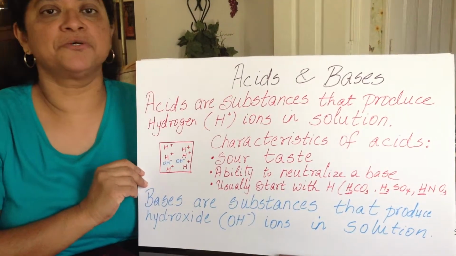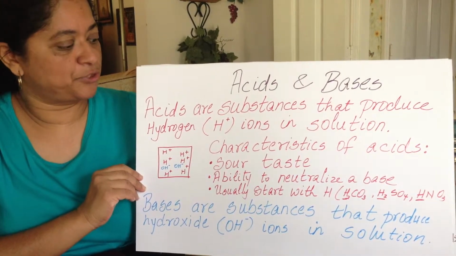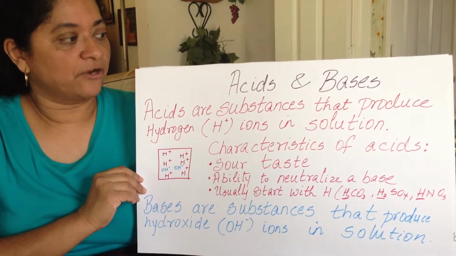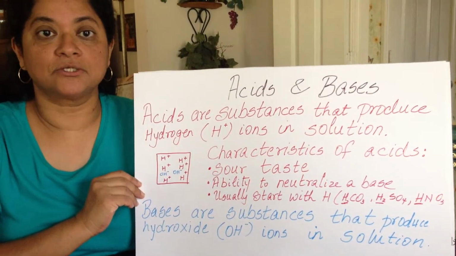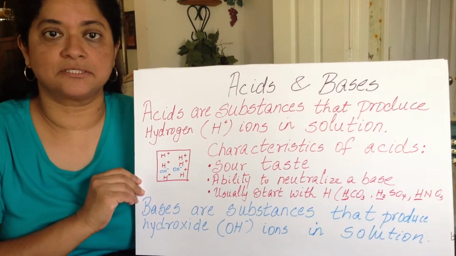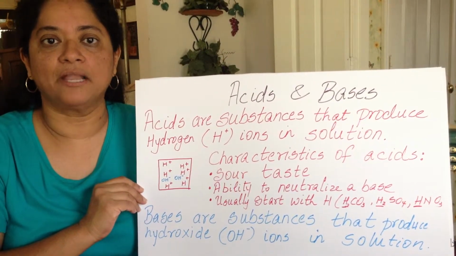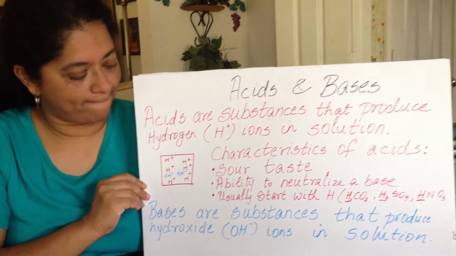Okay, the first thing we're going to do is define an acid. Acids are substances that produce hydrogen ions when in solution. The characteristics of acids: they are sour to taste. For example, any citrus that you taste would be sour, for example, lemon or lime. They're sour because they have citric acid within them.